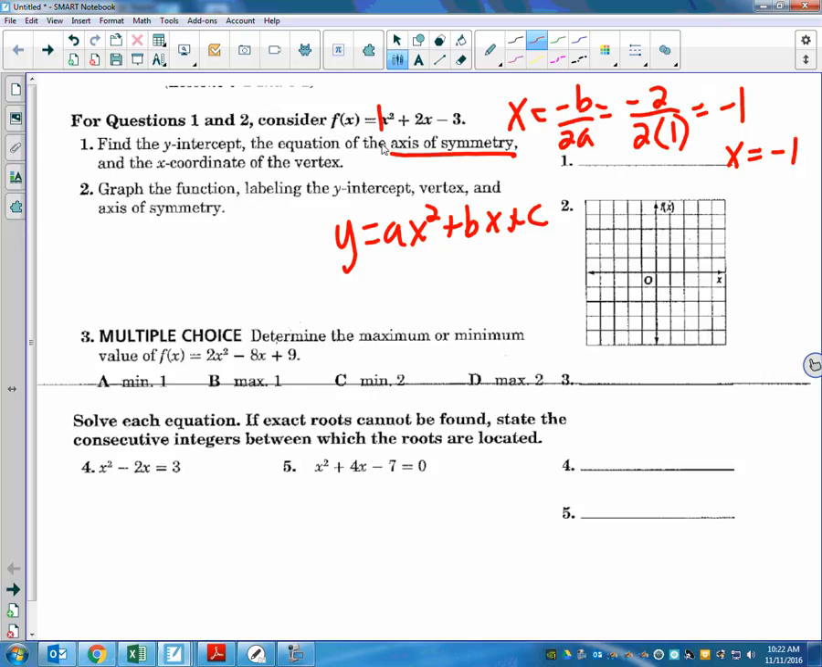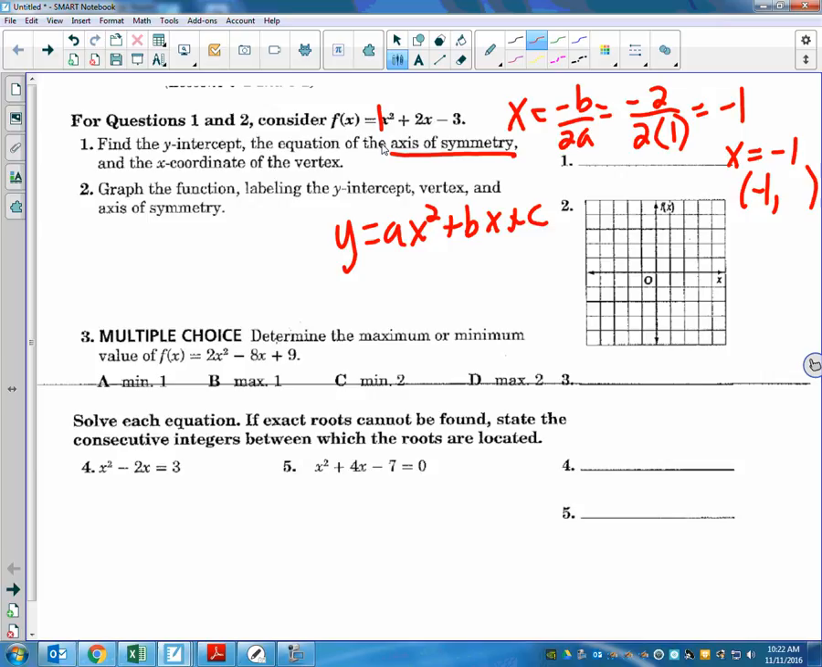That's the axis of symmetry. It also asks you for the x-coordinate of the vertex. I want you to find the whole vertex, but the x-coordinate of the vertex is exactly that. It's negative 1. So if you found the axis of symmetry, you also found the x-coordinate of the vertex, which is negative 1. I'm going to go ahead and write the whole point.